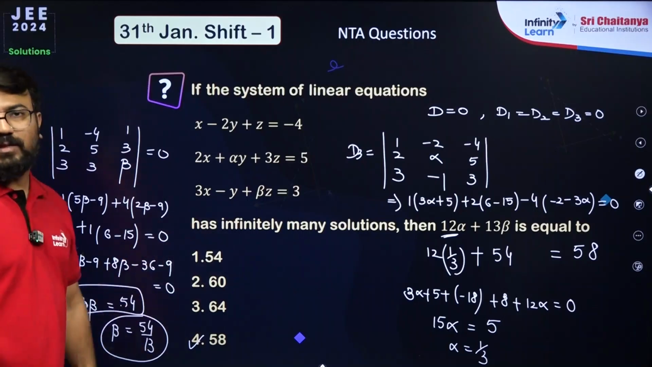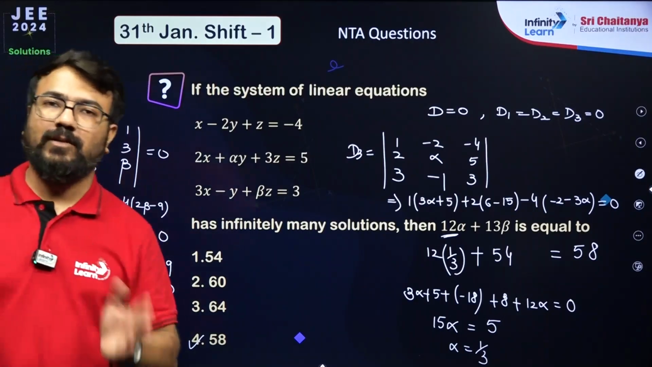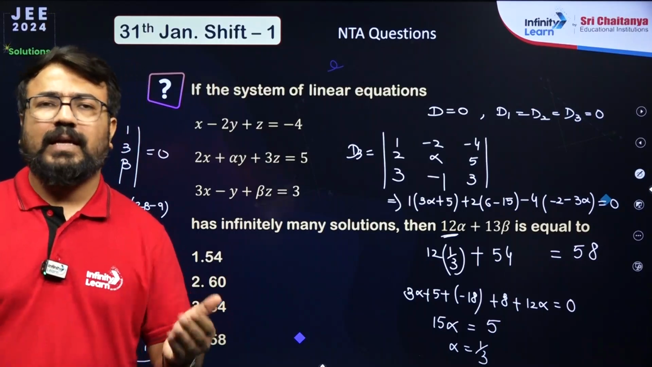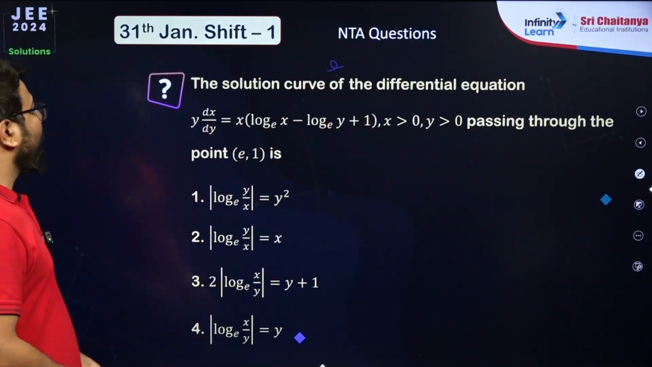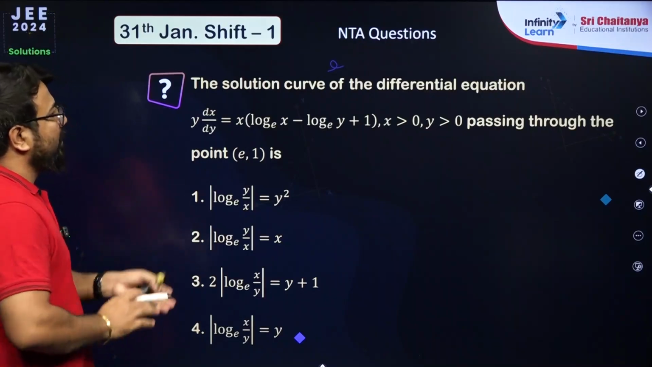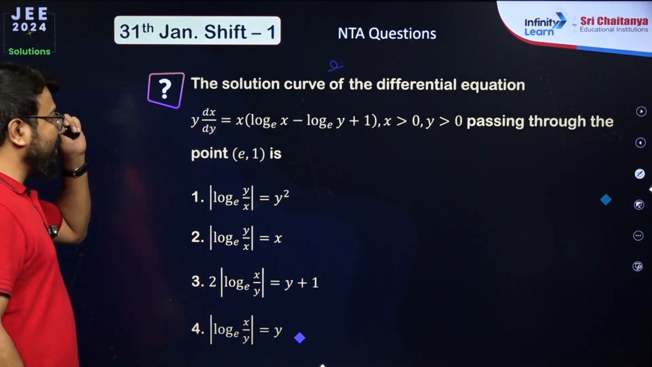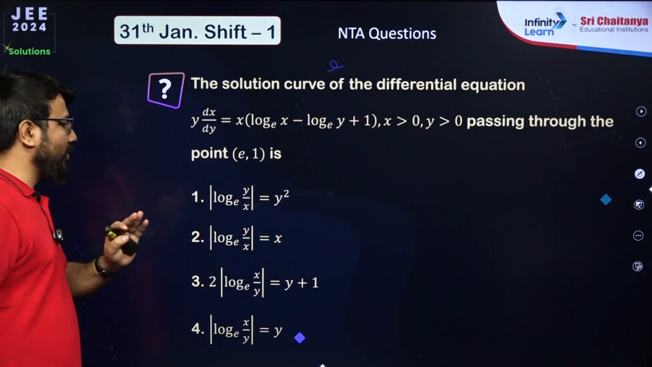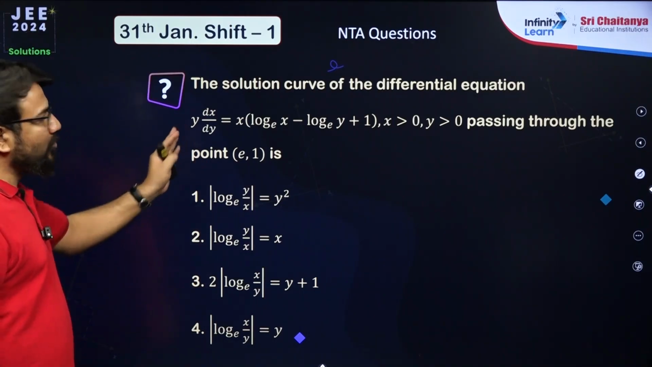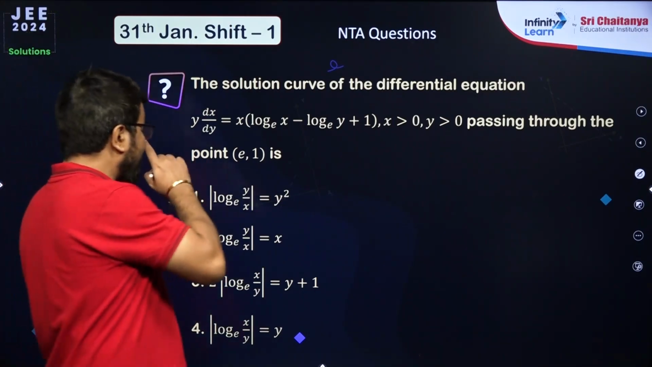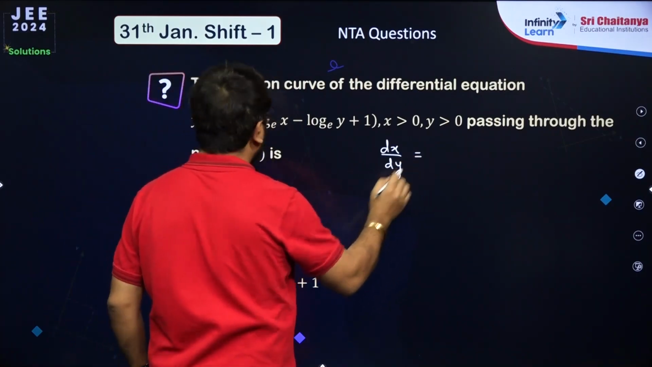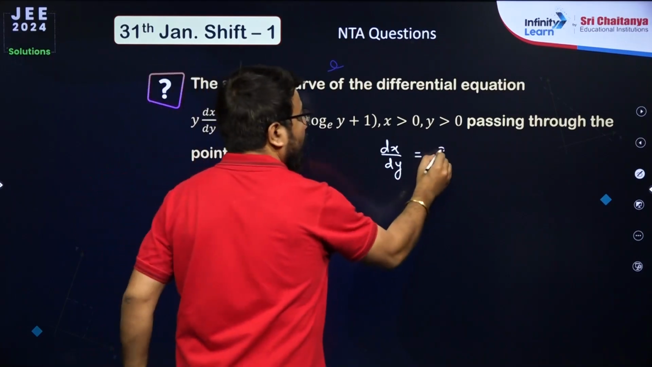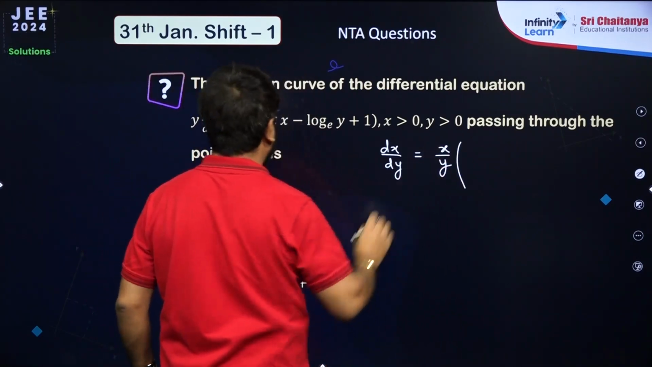I hope you understood the way that I used here to get the values of alpha and beta first of all. And hence we got the value of 12 alpha and 13 beta. Moving forward to the next question. There is a differential equation being given to us that is passing through e comma 1. And what is the solution of this differential equation? So basically dx over dy is equal to x over y. I'm taking that y to the right hand side.